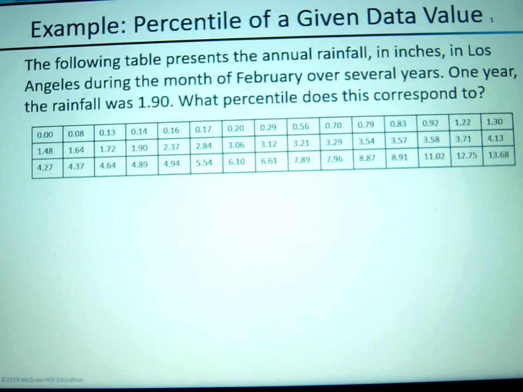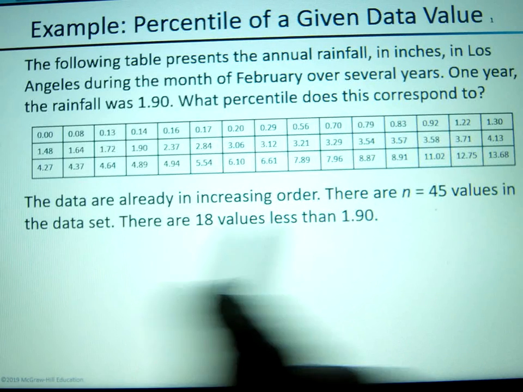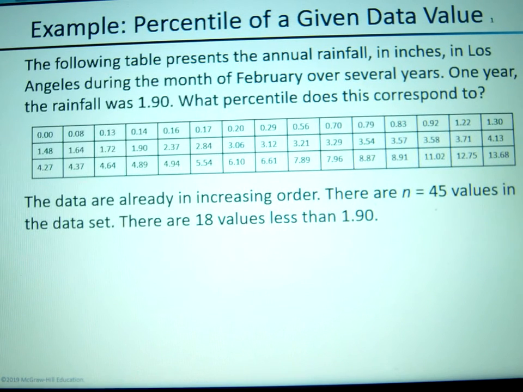So here we have the following table of annual rainfall in inches in Los Angeles during the month of February over several years. One year the rainfall was 1 and 9/10. What does the percentile correspond to? So we're going to take a look at this. The data is already in increasing order. We know there are 45 values in the set. There are 18 values less than 1.9.